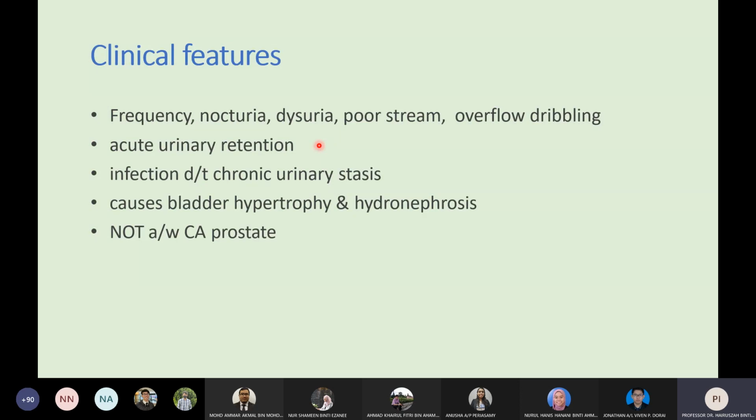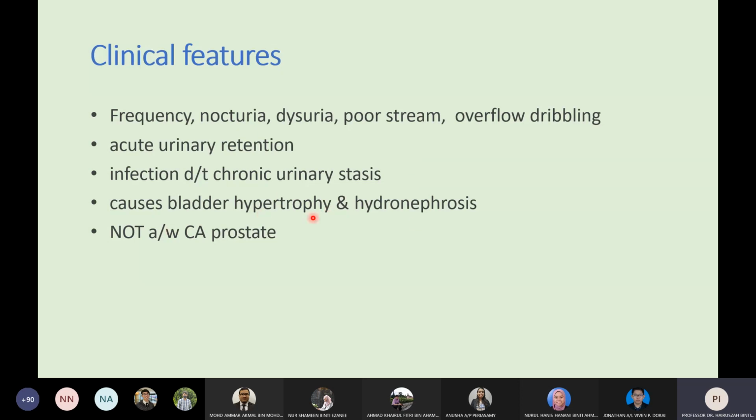By simple per rectal examination, you can feel the prostate. Usually, if that's the cause, it can be palpated and the prostate is enlarged, right? Okay, other clinical features can be due to infection because of the chronic urinary stasis, meaning that they cannot urinate completely out. So some residual urine is present, and that can cause stasis of urine, which is a fertile soil for infection to set in, bacterial infection.